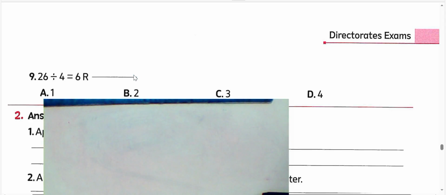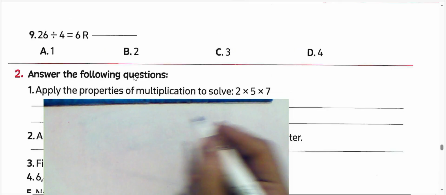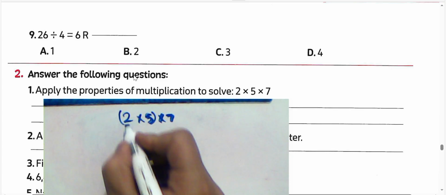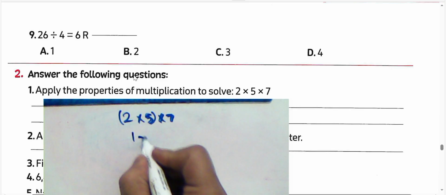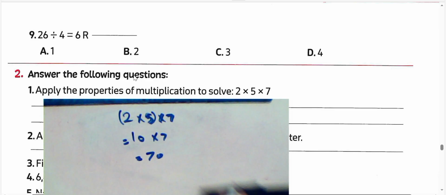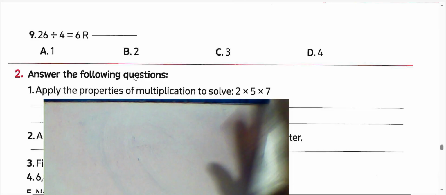Next question, number 2. Answer the following. I'll apply properties of multiplication to solve. 2 times 5 times 7. Using the associative property, 2 times 5 equals 10. 10 times 7 equals 70. And the answer here will be 70. Next question.